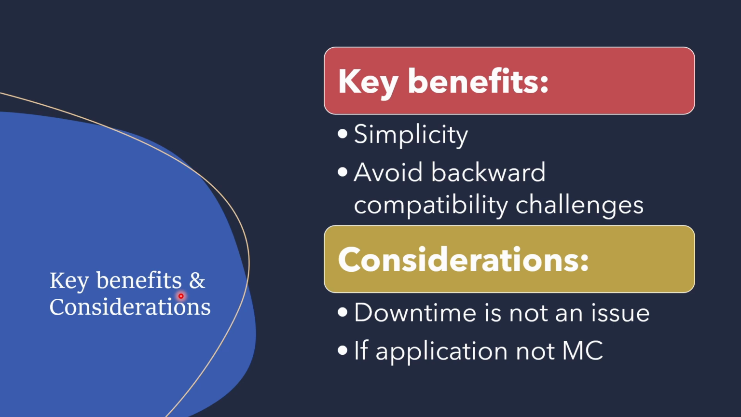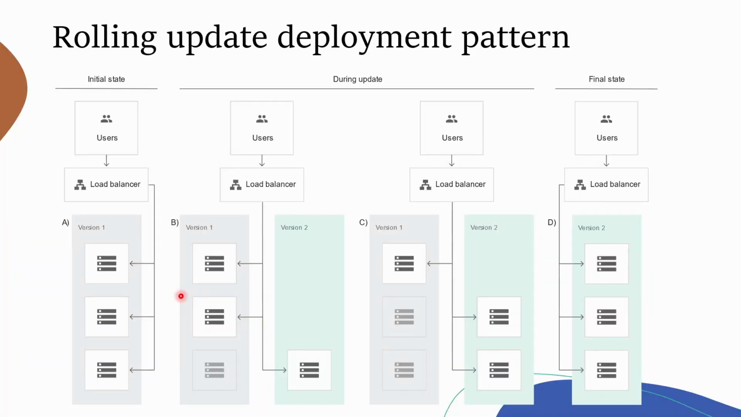Now the next pattern that we're going to discuss is the rolling update deployment pattern. So here what happens is you have the initial state. You have users and a load balancer, and the load balancer has a bunch of EC2 instances or GCE instances or containers or whatever, and the current set of instances are serving version 1.